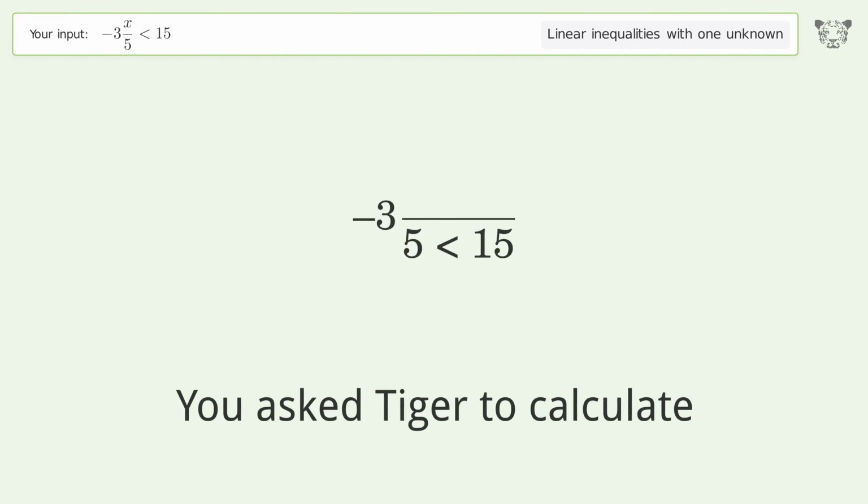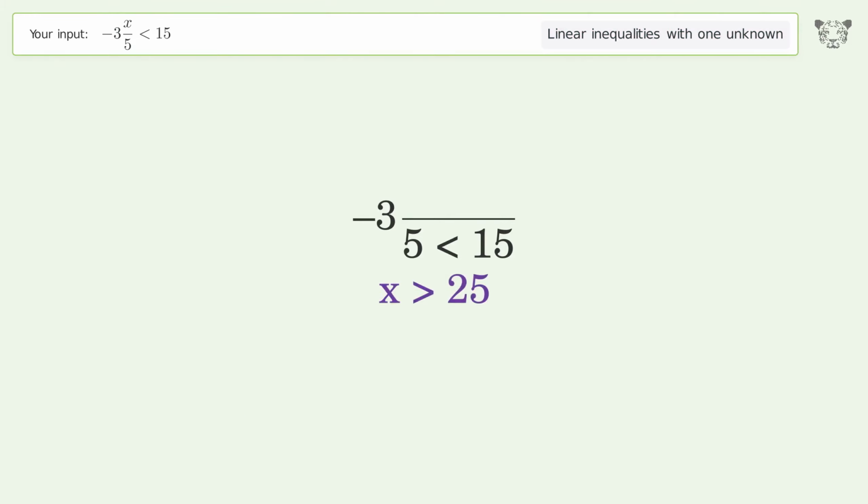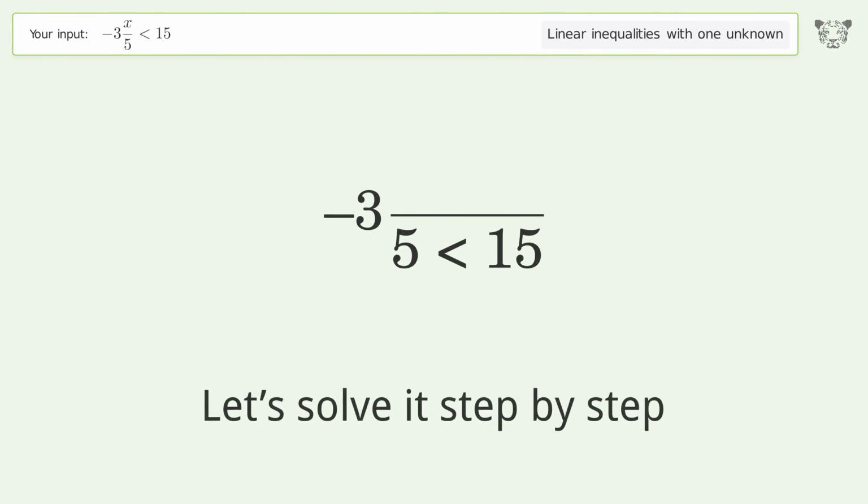You ask Tiger to calculate. This deals with linear inequalities with one unknown. The final result is x greater than -25. Let's solve it step by step.